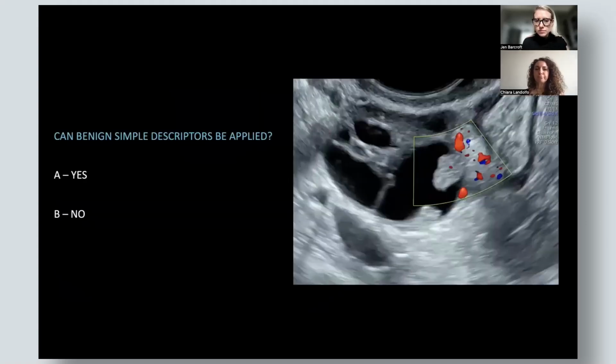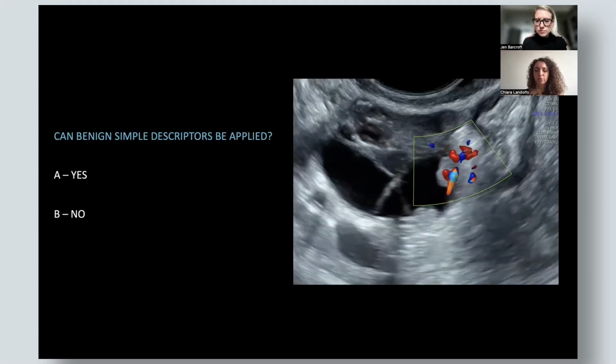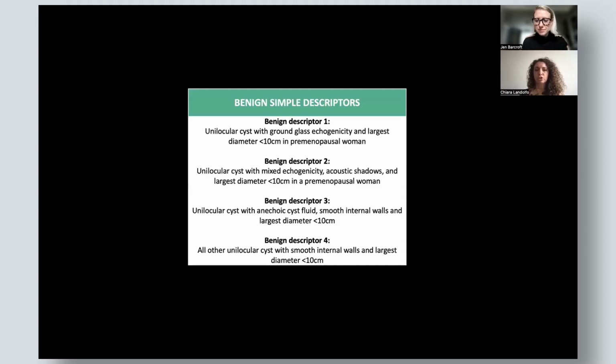So now, can we apply simple descriptors as a first step to our dominant mass? Yes or no? Remember, it is a multilocular solid lesion. Here you can see the vascularization in the population. Should be easy by now. This is the last case. Benign simple descriptors are not applicable. Remember, they only apply to unilocular cyst. In this case, we are talking about a multilocular solid cyst.